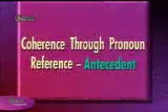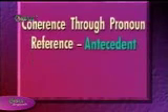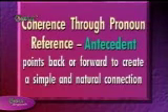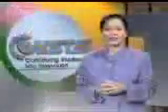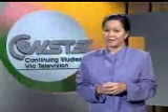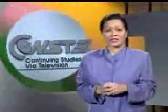Coherence through pronoun reference refers to an antecedent. A pronoun points back or forward to create a simple, natural connection. Notice in the paragraph how the pronoun they links to the word settlers. Pronoun repetition reinforces the purpose of this paragraph, to illustrate that settlers shared certain characteristics. Let's take a look at another example. This time, coherence is achieved through repetitive structure.